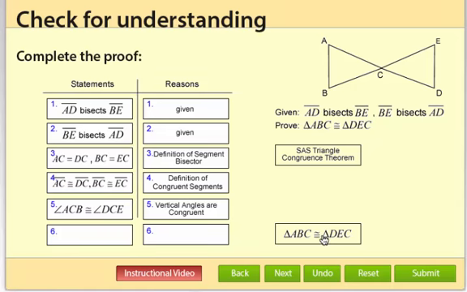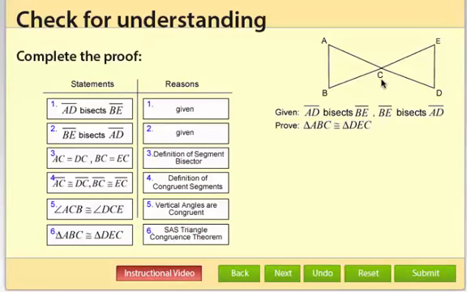So our final statement is that triangle ABC is congruent to triangle DEC, and the reason why is the side angle side congruence theorem. And notice that we have segment AC and BC and the included angle ACB. Same deal on the other side, we have segment DC, segment EC, and the included angle DCE. So side angle side congruence theorem. So there is the completed proof.